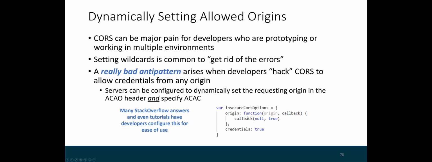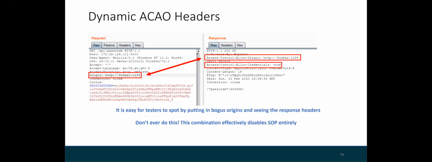So these 5 lines of JavaScript here are copied and pasted from a Stack Overflow answer that basically just disable CORS entirely. What this is doing is dynamically setting the response header from the origin that requested it. If I were to send a request that had an origin of foobar1234, and the server responds and says, allow origin foobar1234, it's dynamically setting this header based on what I sent it. And don't ever do this.